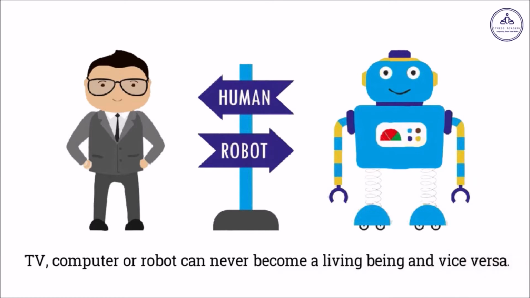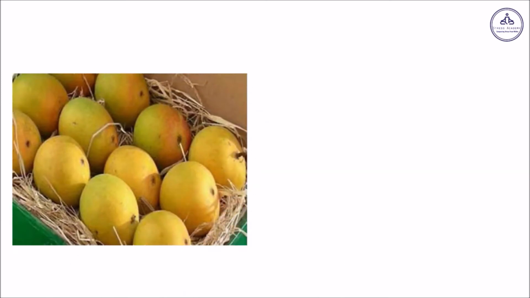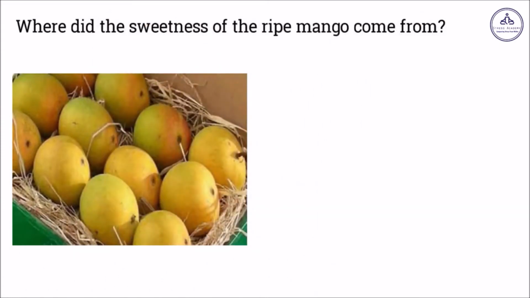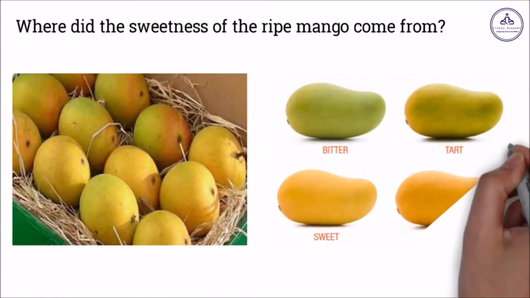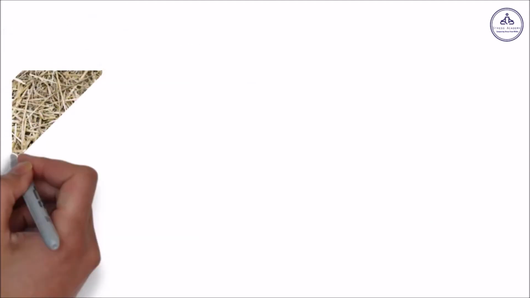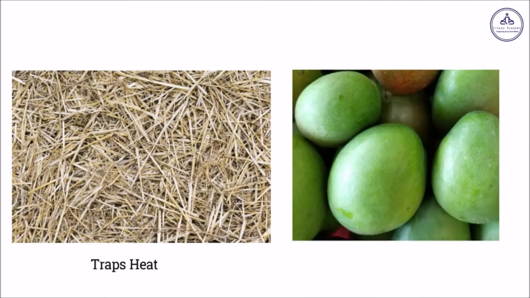As another example, unripe mangoes are kept in grass for a few days to make them ripe and sweet. In this case, where did the sweetness of the ripe mango come from? The ripening of a mango is caused by 2 things: the ability of the mango to ripen and the conducive presence of the grass. The role of the grass is to trap heat, which is conducive to ripening, but the mango has a property to ripen and turn sweet in the presence of heat.